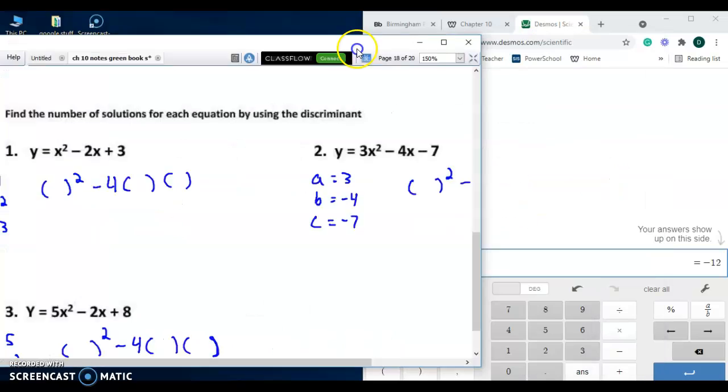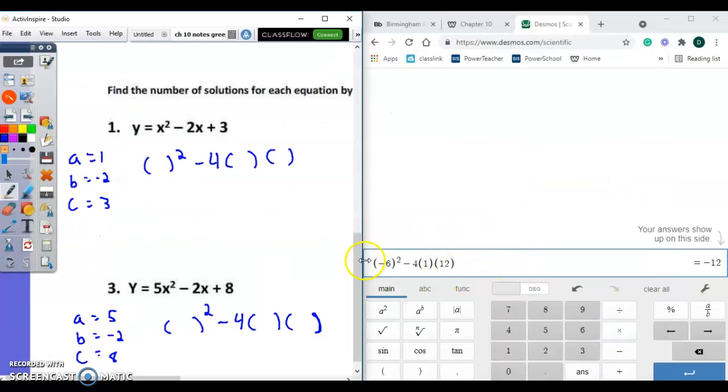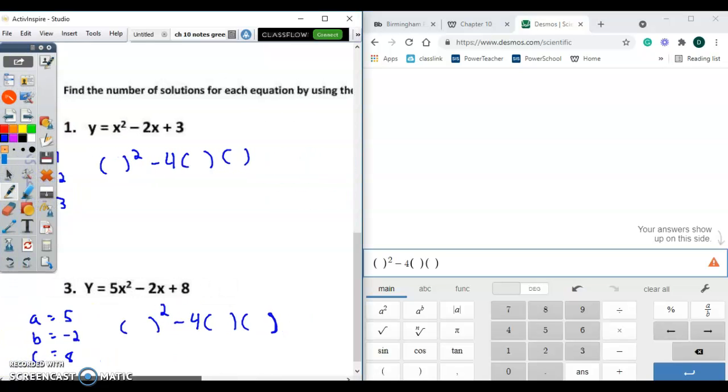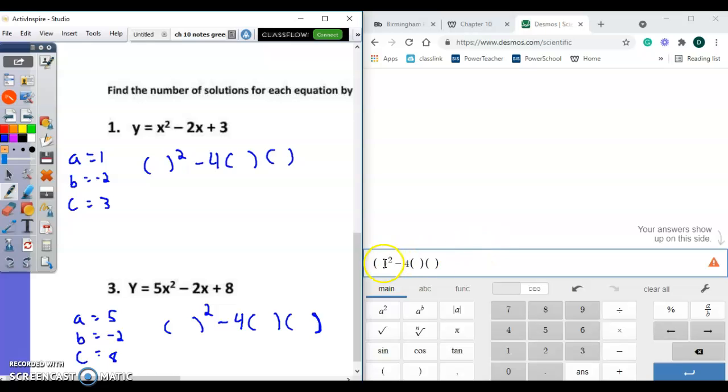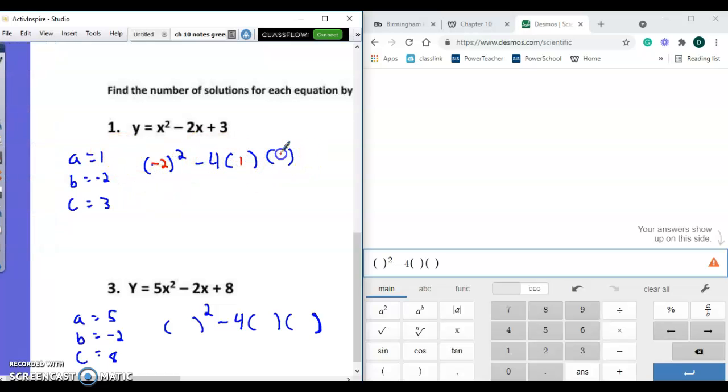All right, so let's go back to our formula here. I'm going to back these out now because they're all changing a little bit. So for this one, it says find the number of solutions for each by using the discriminant. So I put my B here, which would be -2. And then A would be 1, C would be 3. So we can type these in here. -2, 1, and 3. We get -8. So that would be no solutions.